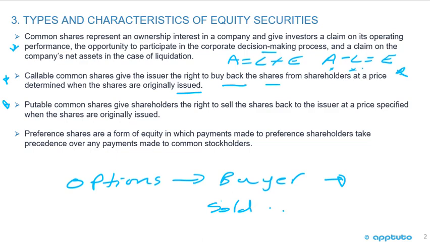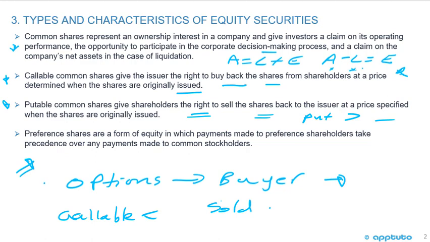So the price of a callable common share would be less than the price of a normal common share, because the buyer has received a bit of a premium from the seller, who is the issuing company, to get that right. Now, puttable common shares give shareholders the right to sell the shares back to the issuer at a price specified when the shares are issued. So in that case, the price of a puttable share would be more than a common share without that option on it, because the shareholder has bought that right. Okay, so that's an important concept to understand, not too difficult.